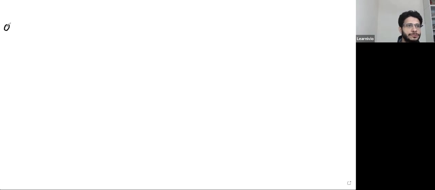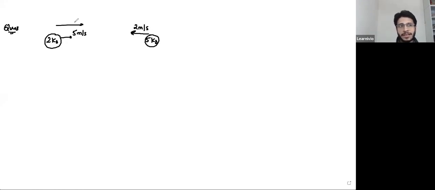Okay, now solve this question. You have two particles, a particle of mass 2 kg moving with a velocity of 5 meter per second. Then you have another particle of mass 5 kg moving with a velocity of 2 meters per second. Remember, if you are taking 5 meters per second as positive, then you will take this 2 meters per second as negative. Calculate the velocity of center of mass.